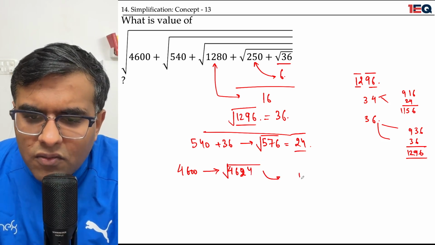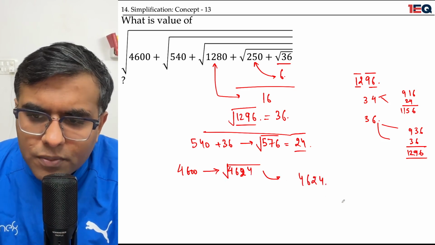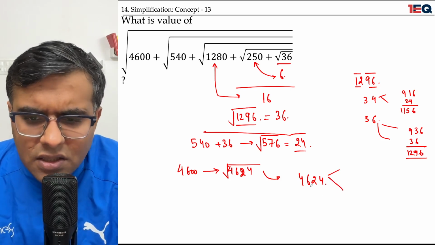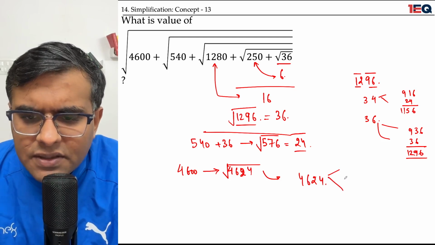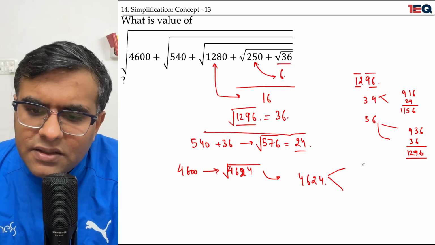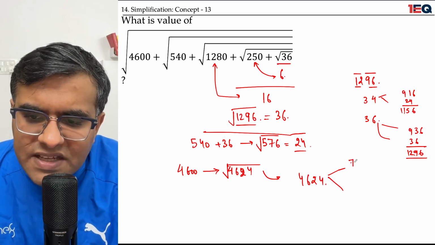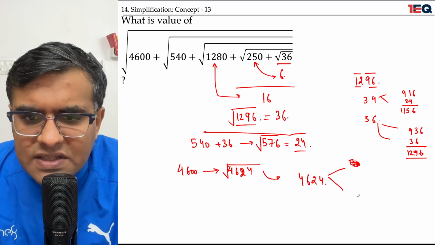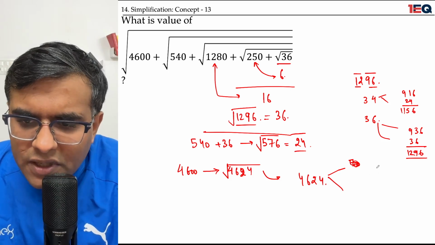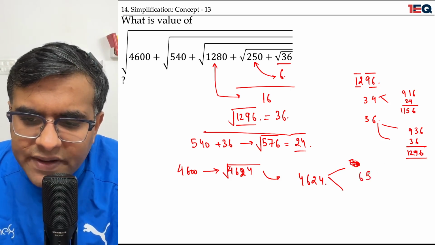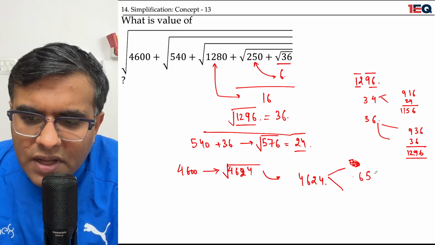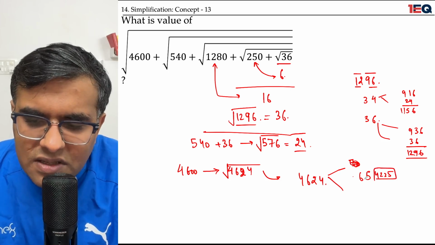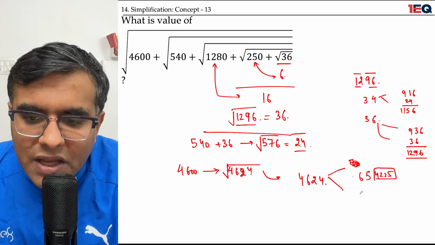Okay, 4624. Let me take it this way. 50 is 2500, 80 is 6400, 70 is 4900, 60 is 3600. So if I go for 70, 70 is 4900, which is pretty close to it. So anything between 60 and 70 would do the thing. If I go for 65 square, that is equal to 4225. So we are very close to this. It's going to be above 65 for sure.